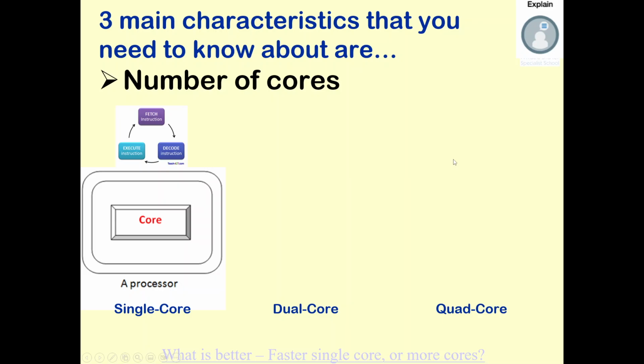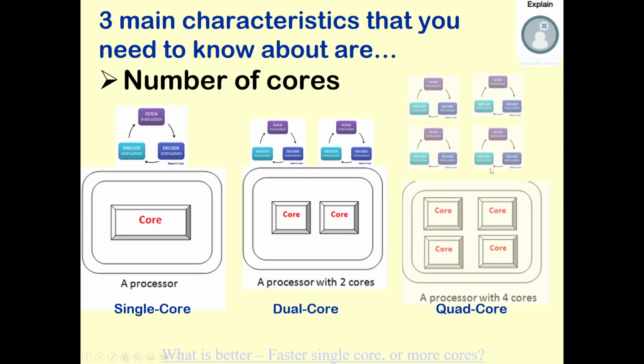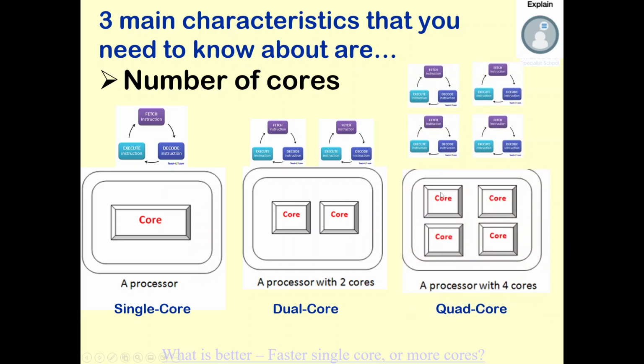There we go. Look, single core, one core, dual core, two instructions at the same time, quad core, four instructions, FDE cycles at the same time. The more cores you have, the more instructions it can do simultaneously at the same time.